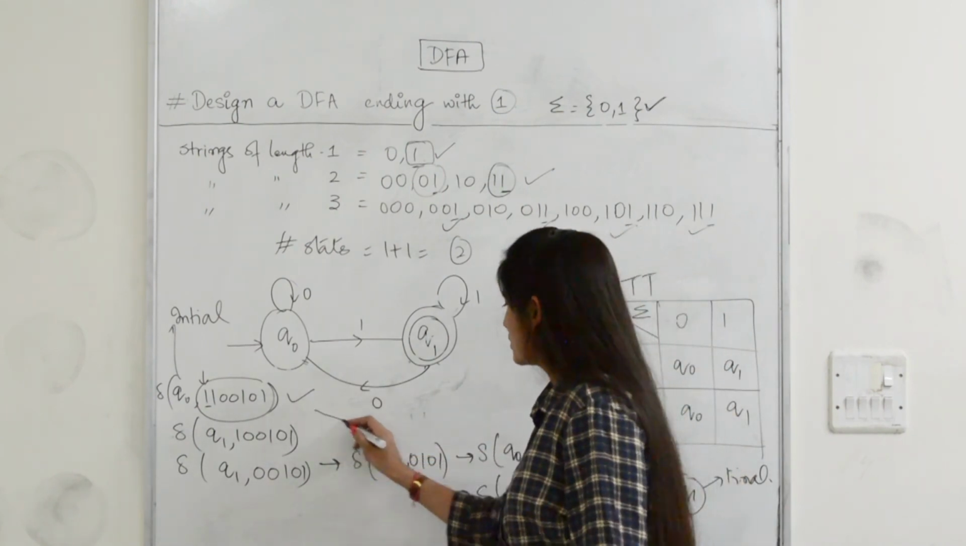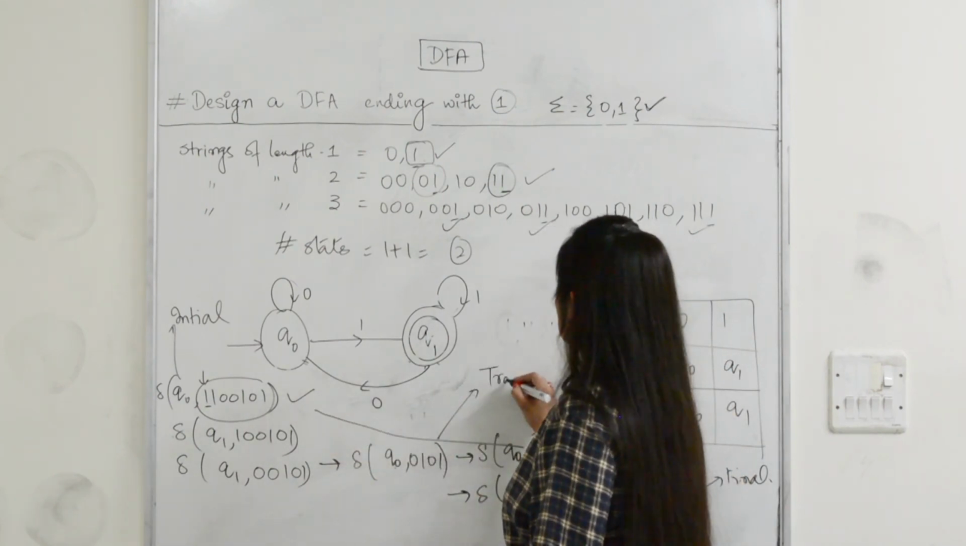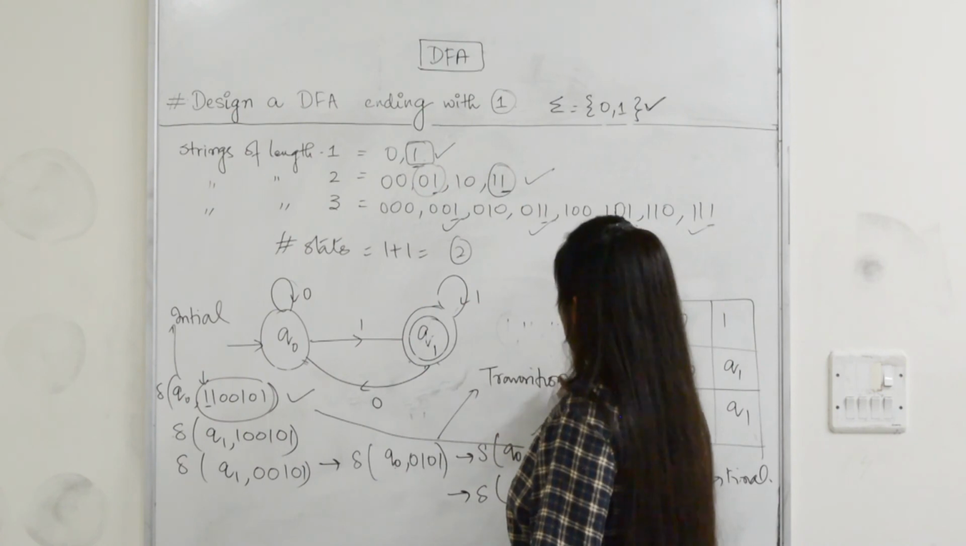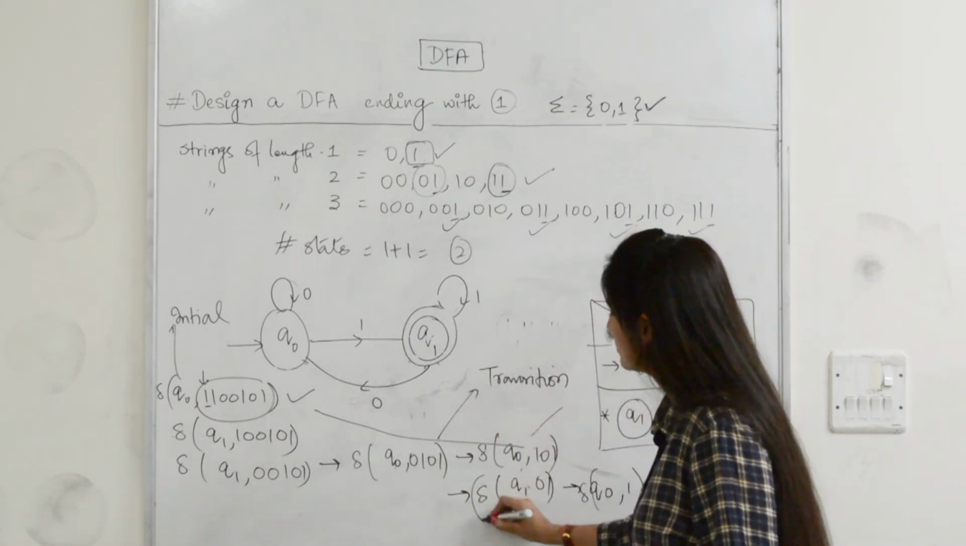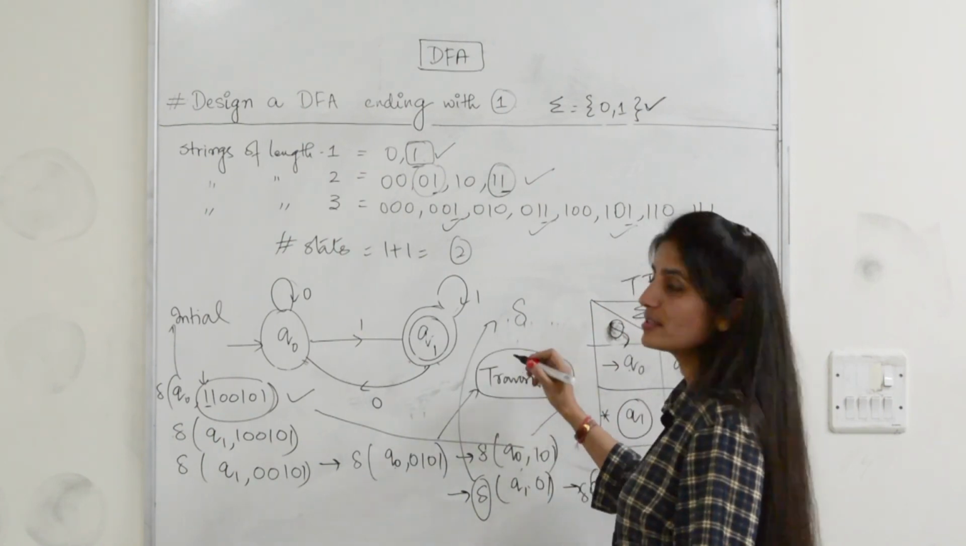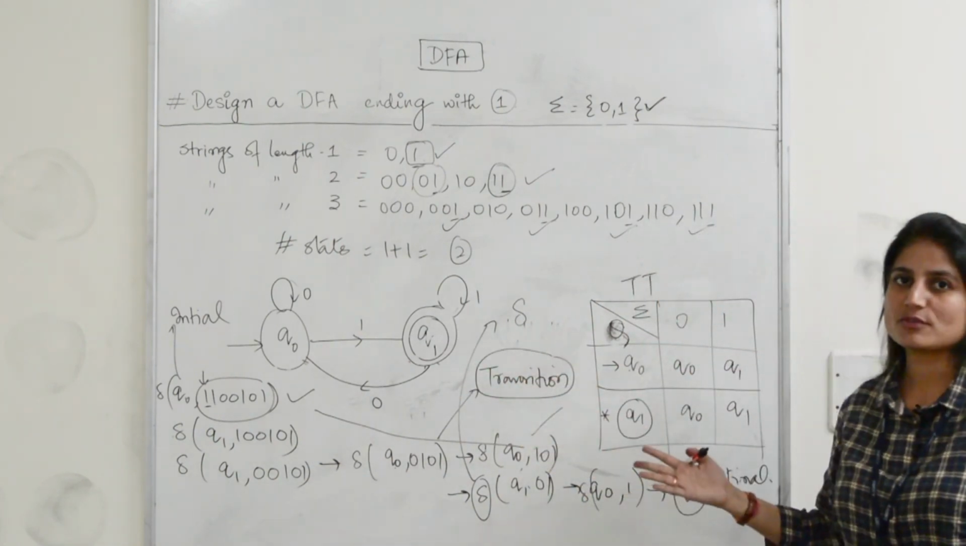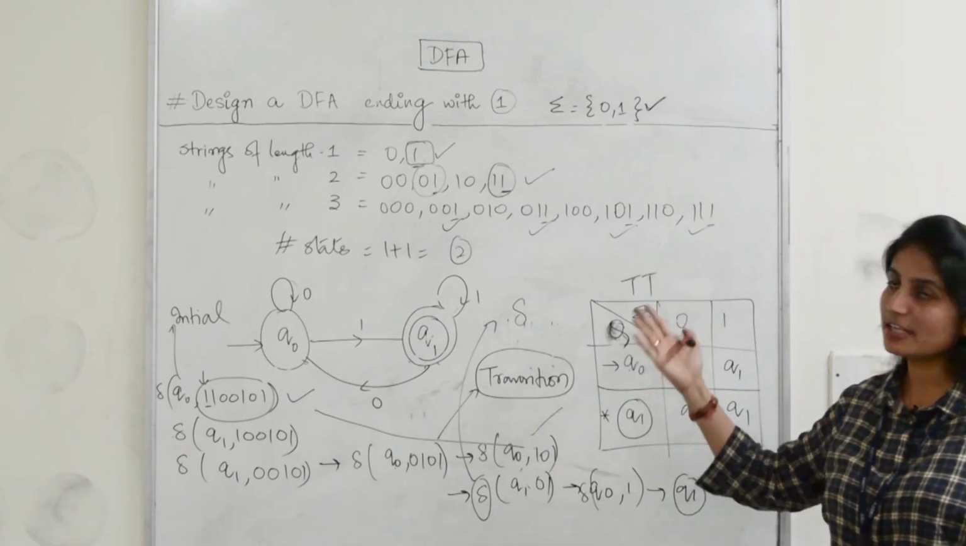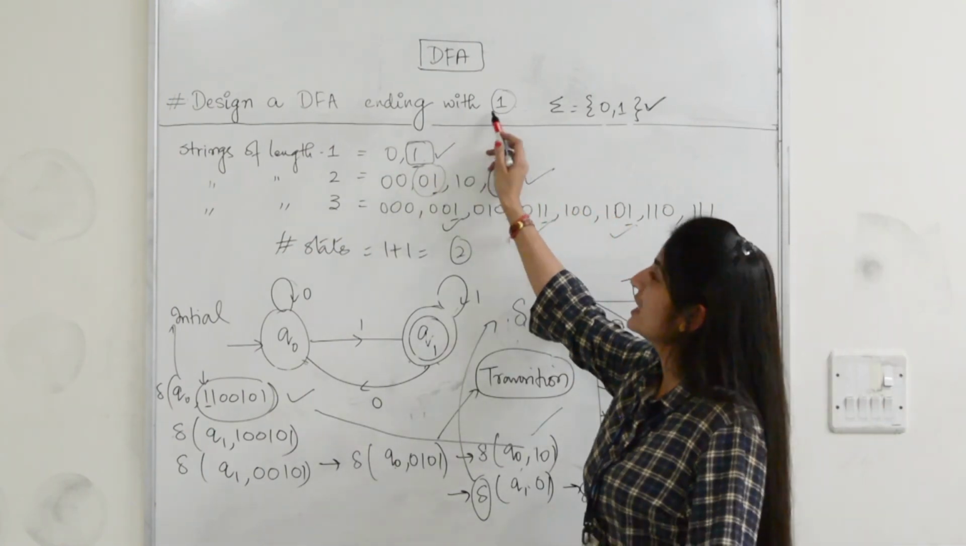and this procedure is called the transition. And the delta symbol that we have used here is representing your transition, that is the change in the given set of states. So this is the given DFA for the strings which are ending with 1.